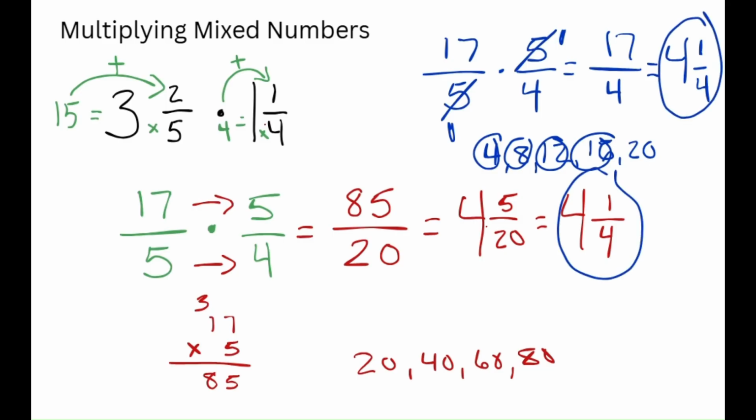So the biggest thing for multiplying mixed numbers, you got to convert them to improper fractions first, but then you have a couple different options you can do from there. It always works to just multiply straight across and then get it back to a mixed number, but you can see a lot of steps in this process.